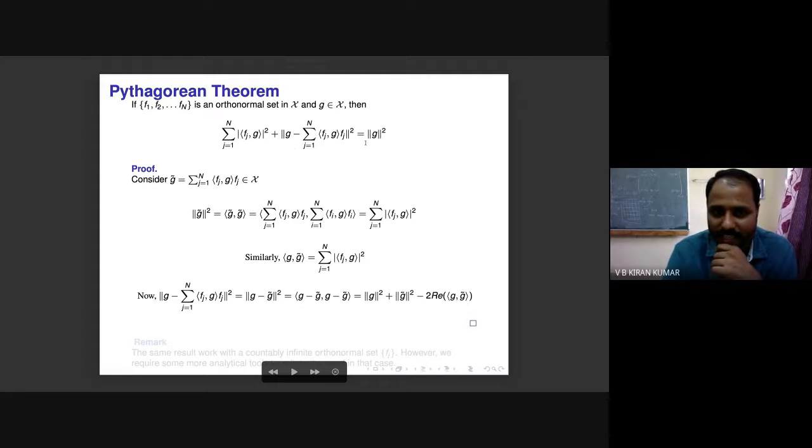This is a very interesting identity. The summation j equal to 1 to n, absolute value of inner product of fj and g, squared, plus norm of g minus the summation j equal to 1 to n of inner product fj g times fj, squared, is equal to norm g square. So how do you prove this? The proof is very easy. You call this quantity g tilde. Whatever is given here, you call it g tilde.